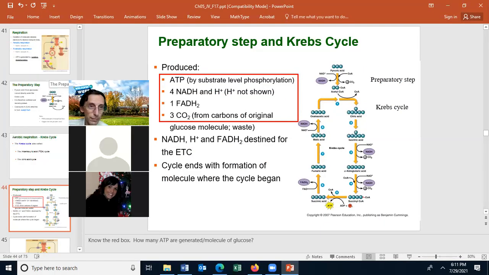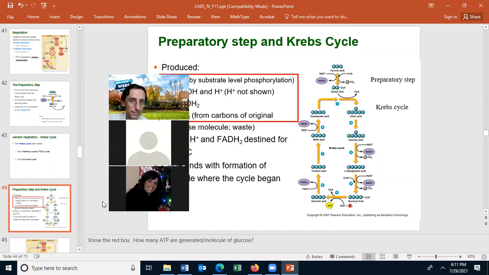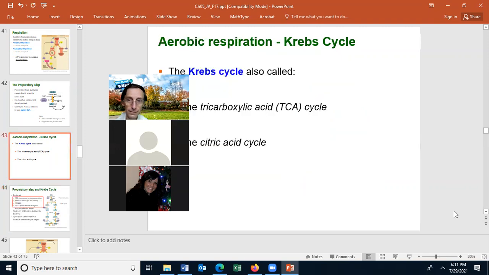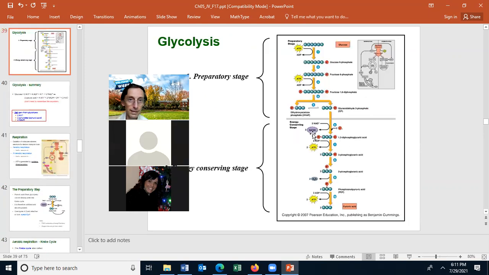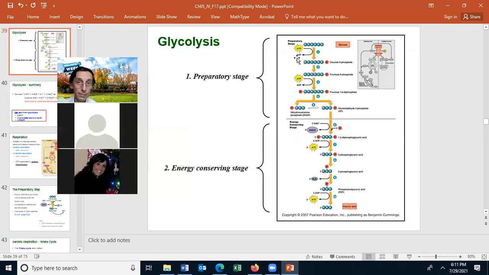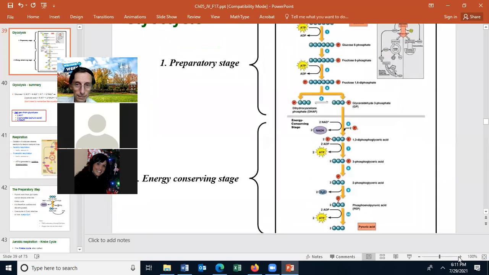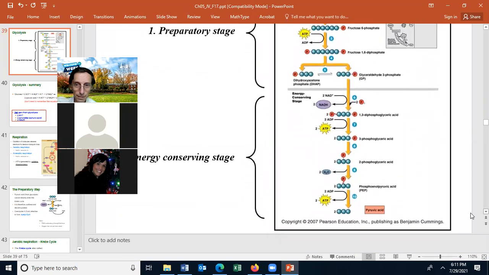All right, you do remember we discussed the preparatory step. From glycolysis, we start with glucose, we end up with 2 pyruvates, which you can't see that very well. There, 2 pyruvates, 2 right there. Any question about that?